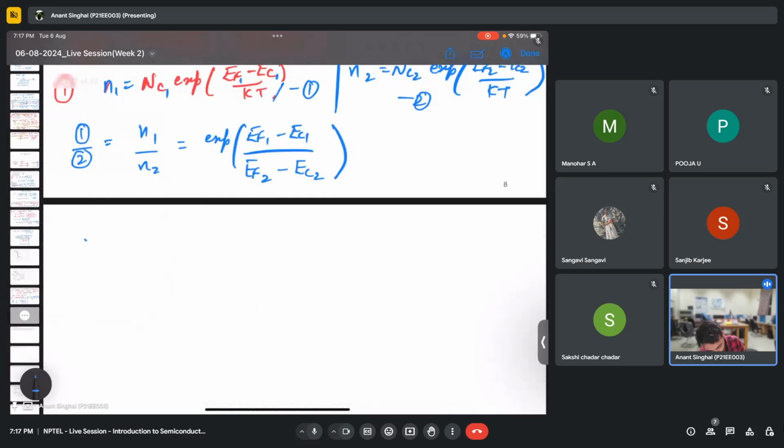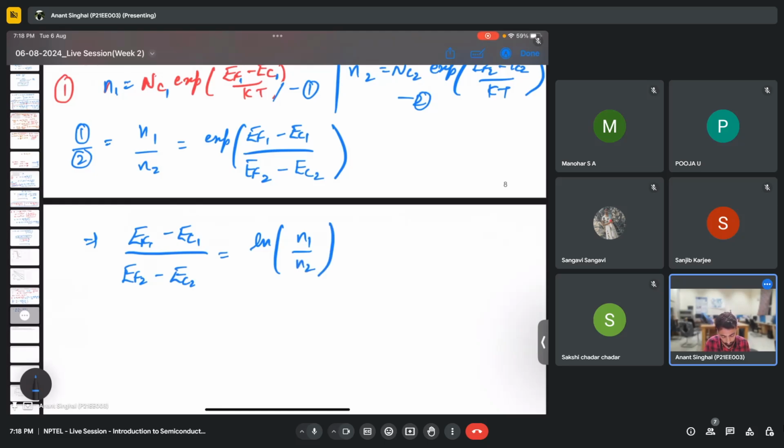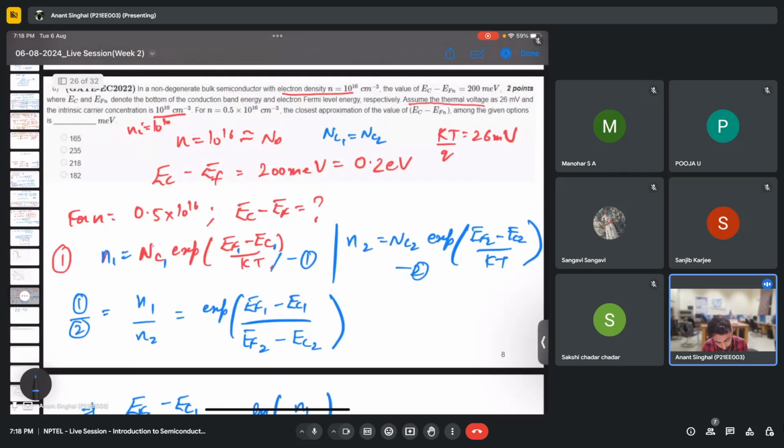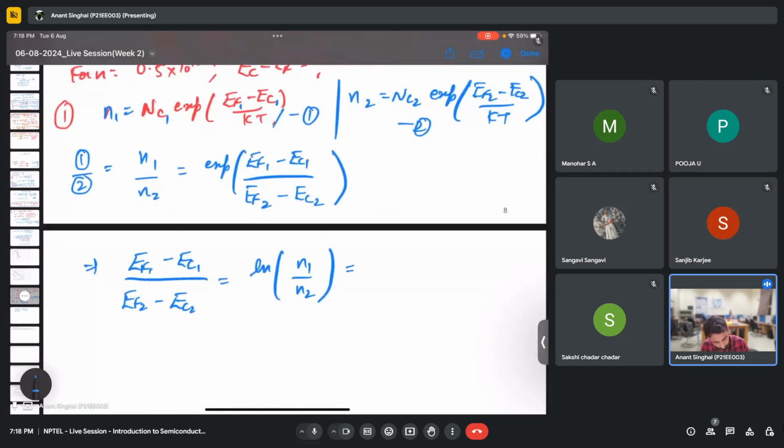If I take log on both sides, I'll have EF1 minus EC1 upon EF2 minus EC2 as ln N1 over N2. So I have everything that is given in the question. For N1 we have 10 raised to power 16. For N2 we have 0.5 times 10 raised to power 16.